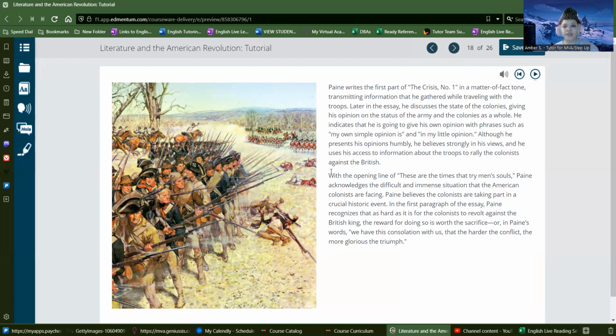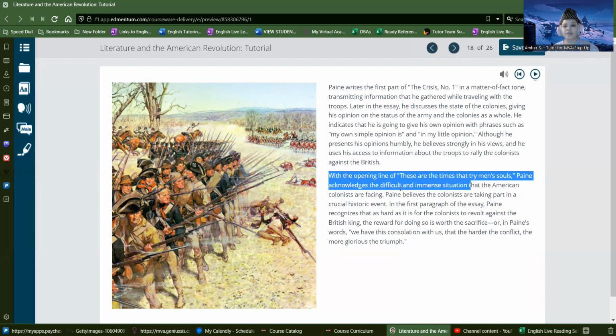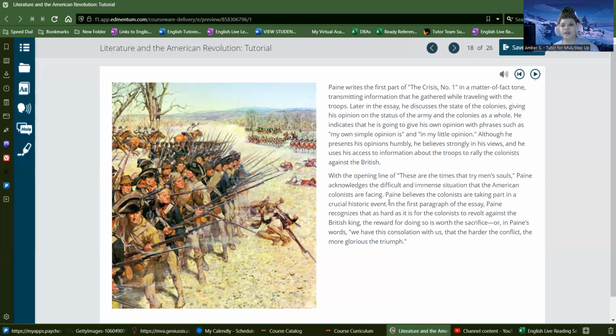And then here, with the opening line of "These are times that try men's souls." Remember, try is like a trial, a challenge. Paine acknowledges the difficult and immense situation that the American colonists are facing. He thinks that the colonists are taking part in a crucial historical event, and the way that he talks about it makes it clear. He talks about how it's a situation that no one else has been in before. They're in a unique position.